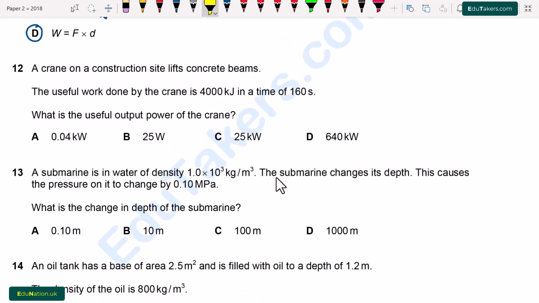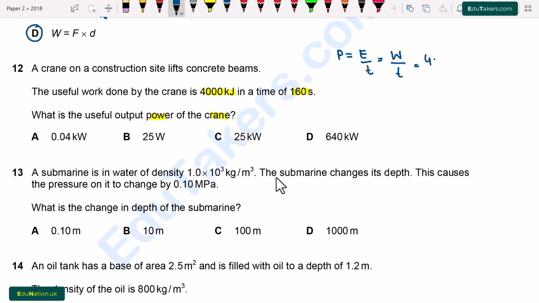Question number 12. A crane on a construction site lifts concrete beams. The useful work done by the crane is 4000 kilojoule in a time of 160 seconds. What is the useful output power of the crane? So here we have to find out the power when the work done and time are given. We know that power is the rate of transfer of energy, that is E over T. In our case, the useful work done by the crane is 4000 kilojoule, and this actually appears in the form of energy. So here will be W over T.